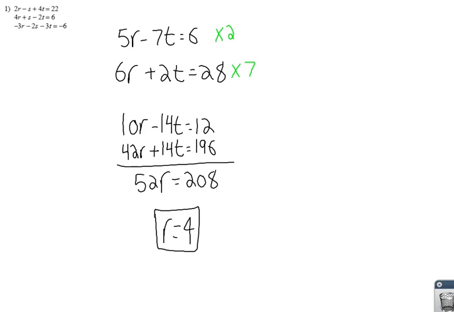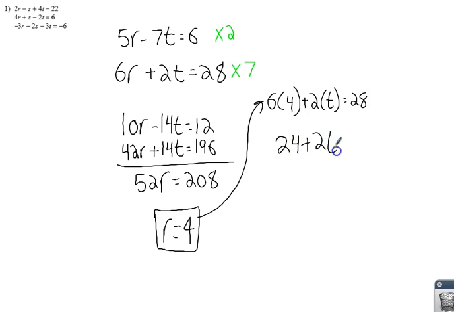Man, if only I had an equation that had an r and just one other variable that I could solve for. Oh wait, I do. One of these two up here. Let's go to the bottom one. So started from the bottom, now we're here. I'm going to put that r into my problem. Now when I do this, that's 24 plus 2t equals 28. That's 2t equals 4. T equals 2.